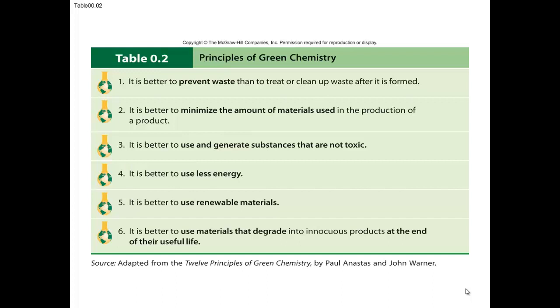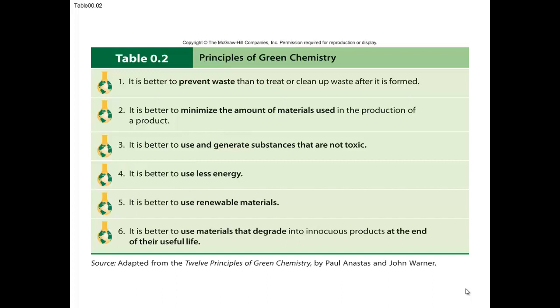And 5, it is better to use renewable materials. So can we recycle it? Is this a plastic that you produce that can only be used one time? So many of our plastics only can be used once, and that's it. You can never remelt them and reprocess them. Also, some of our waste products can actually be reused as starting materials for other industries. So some companies will actually sell their waste to other companies to use as starting materials, which is kind of cool.